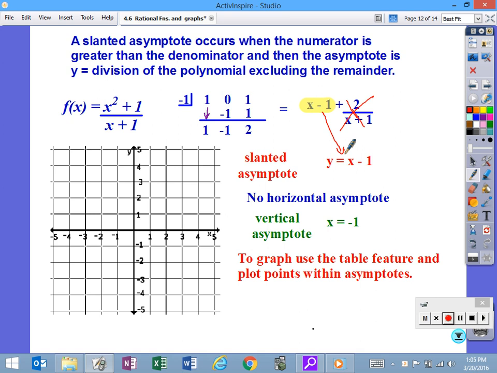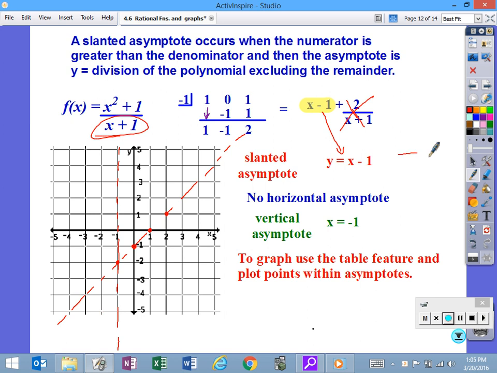So we can graph that asymptote. Crosses at -1, up 1 over 1, up 1 over 1, down 1, left 1. And we have this slanted asymptote. Again, we get our vertical asymptote by setting our denominator equal to 0, and that is where we get x equals -1. So it still divides it into 4 quadrants. They just happen to be slanted quadrants.